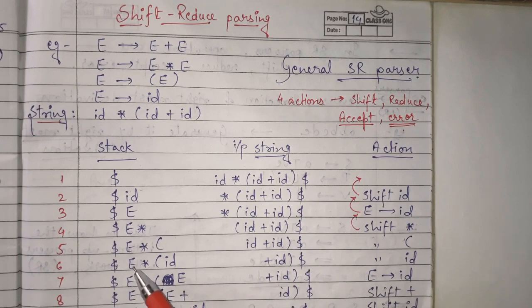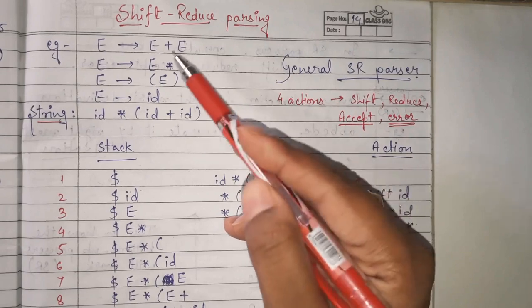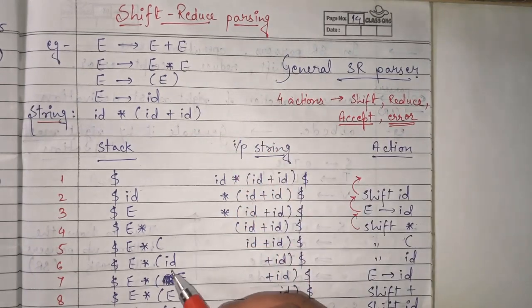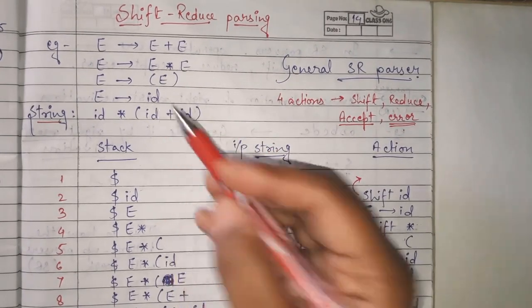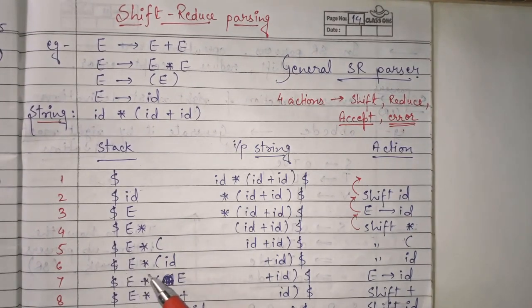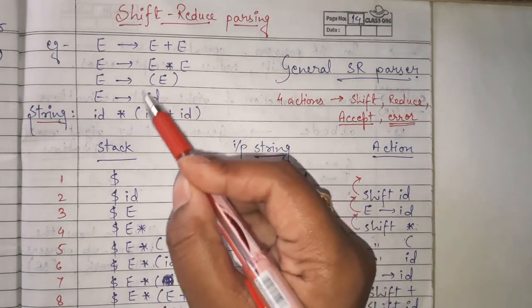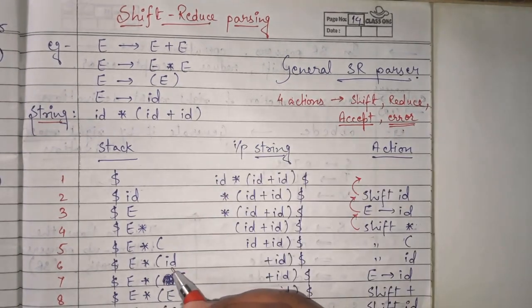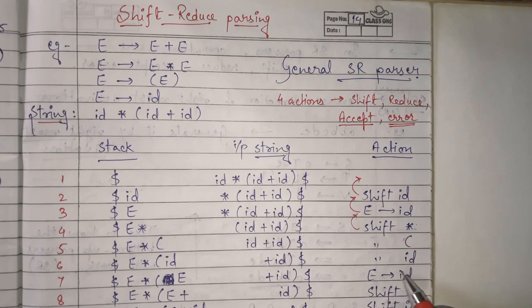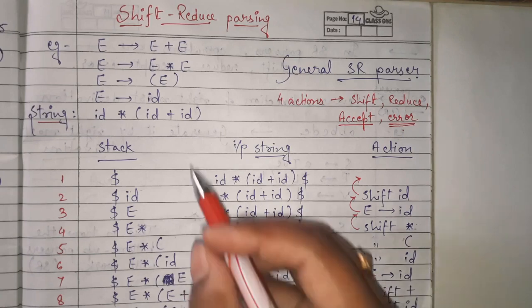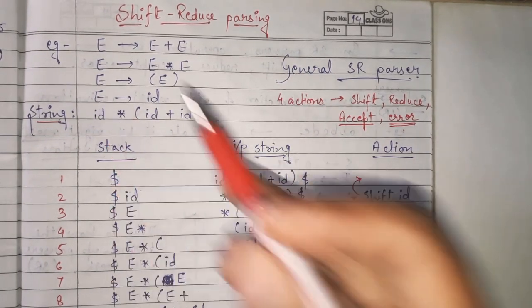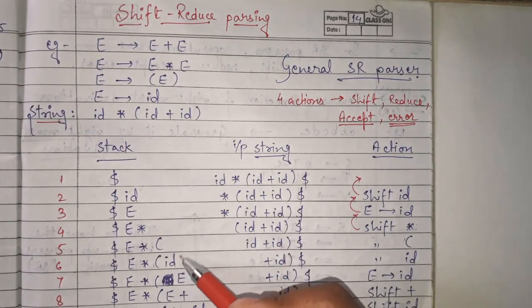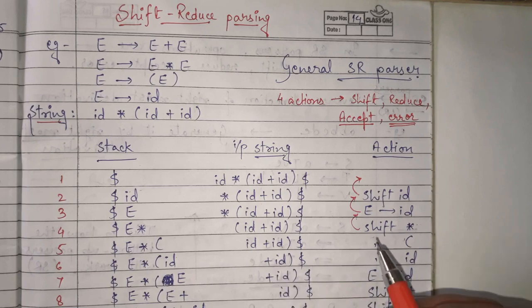Now I have to check E star opening bracket ID. Is this whole thing present in the RHS of any production? No. But only this ID is present. So obviously I cannot reduce the whole content that is present in the stack currently. But yes, I can at least reduce this ID. So what can I do here? I can do reduce ID. This means we can reduce ID by capital E. So in the next step I can reduce this ID with capital E, and the input string will remain as it is.